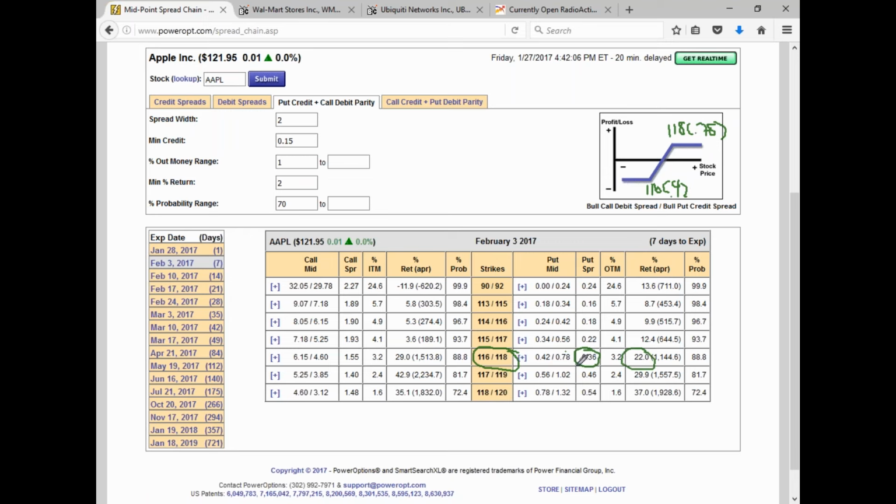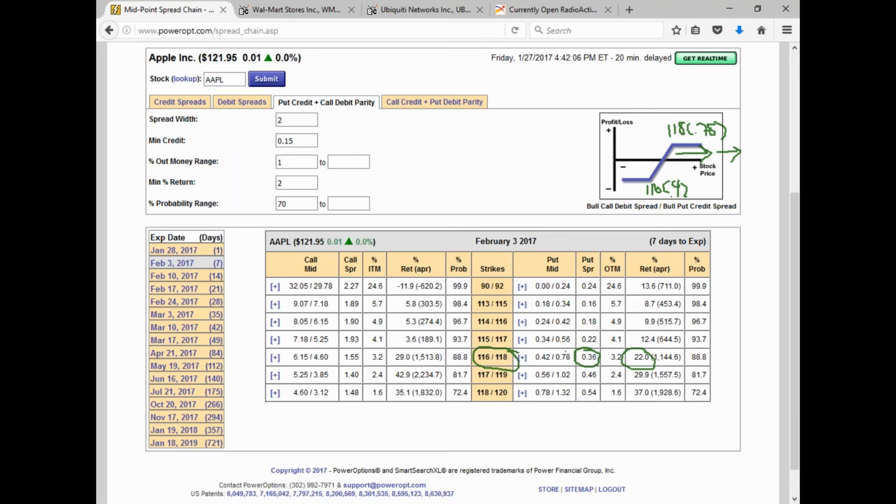22% return. So 36 cents against the 2-point spread is a 22% return if the stock remains above 118. Both puts expire, we keep the 36-cent net credit. It's a 22% return. And of course, there's an 88% probability of the stock staying above 118 and expiring worthless. Okay, so there's our bull put.